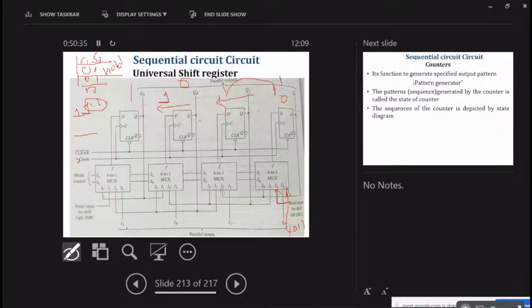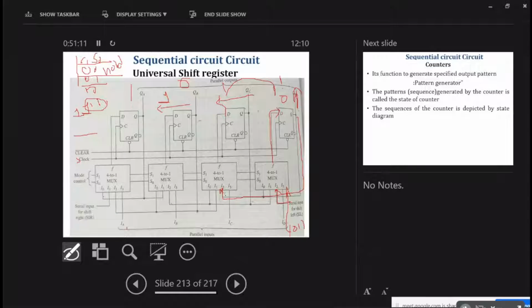For the right shift it is I1, for the left shift it is I2. So if I2 is selected, what will happen? We will get this information as input at the D terminal of this fourth flip flop. We will get output from this QD. This QD is connected with this I2 of this mux.